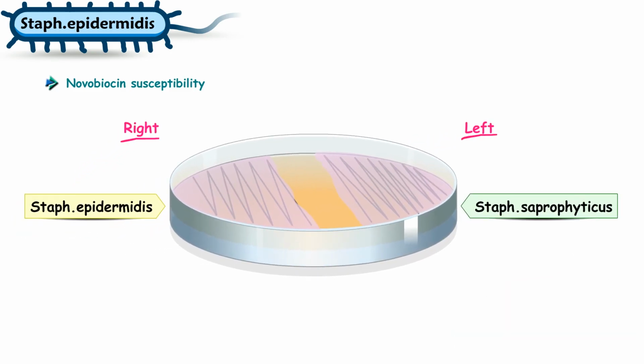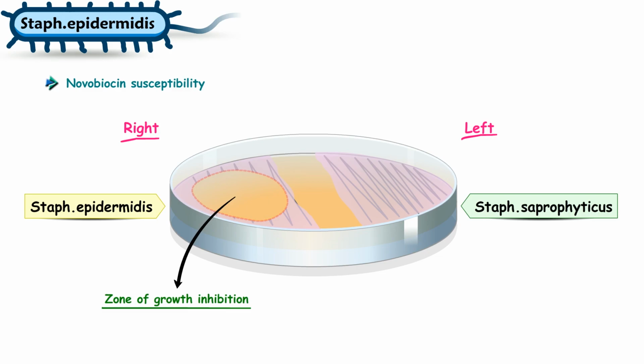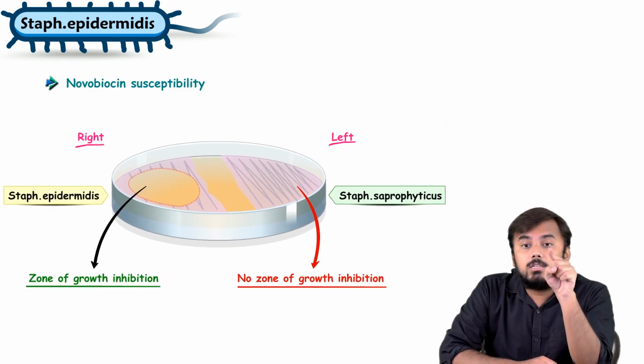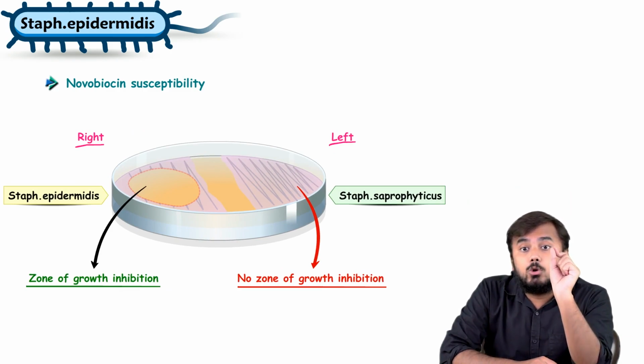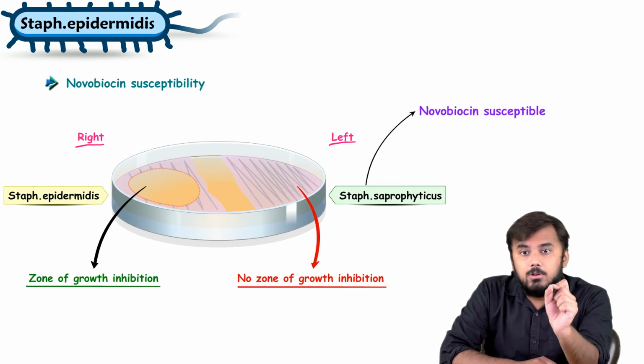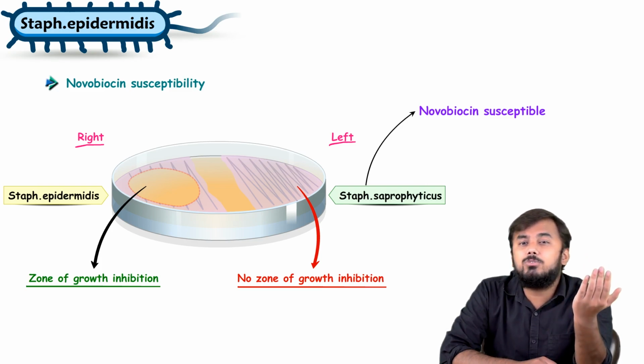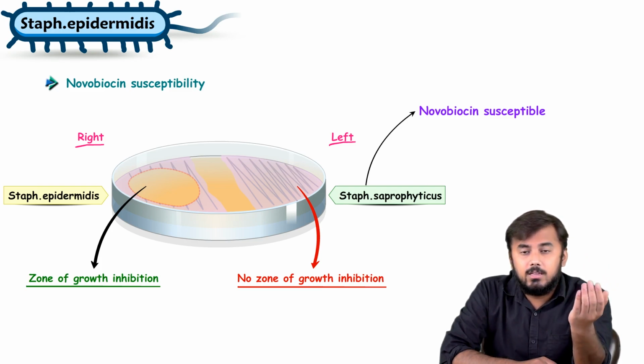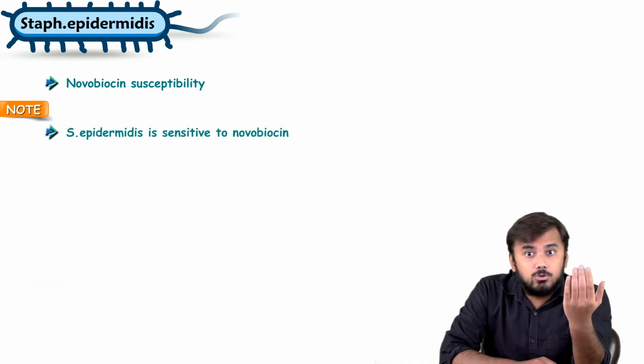And yes, as you can see there, after adding a few drops, on the right hand side the Staph epidermidis growth has been inhibited. So you can see growth inhibition on the right side. But on the left side also you have added, right? But on the left side there is no growth inhibition. Why? Because Staphylococcus saprophyticus is novobiocin resistant, right? It is not sensitive to novobiocin. Okay, so epidermidis is sensitive to novobiocin, and that is why there is a zone of growth inhibition.